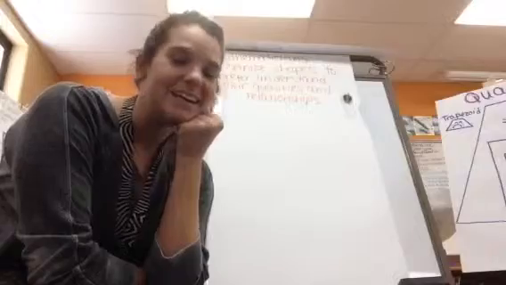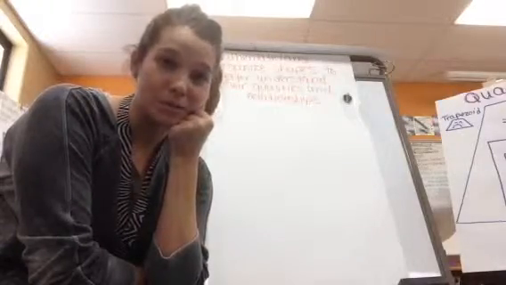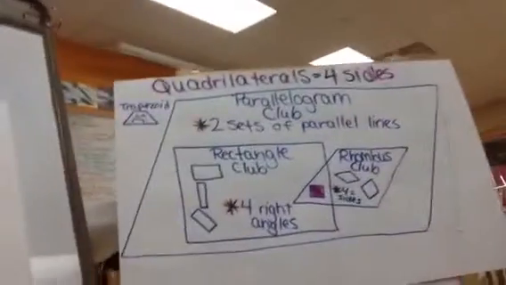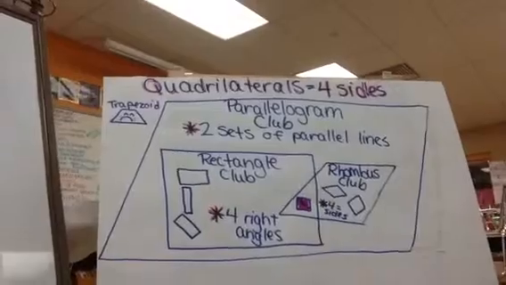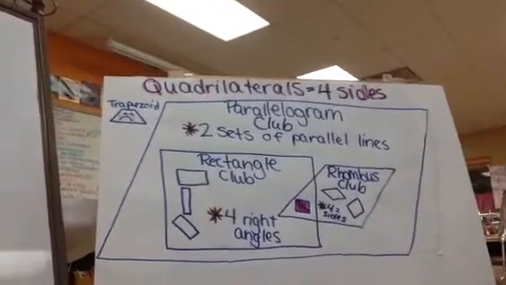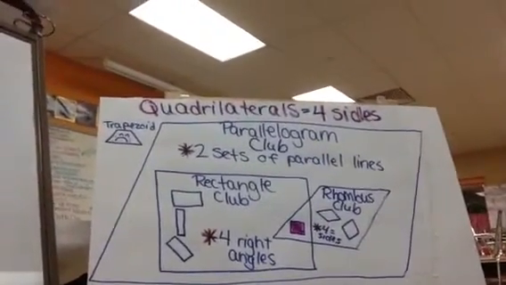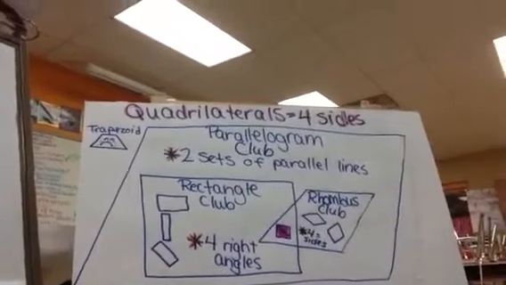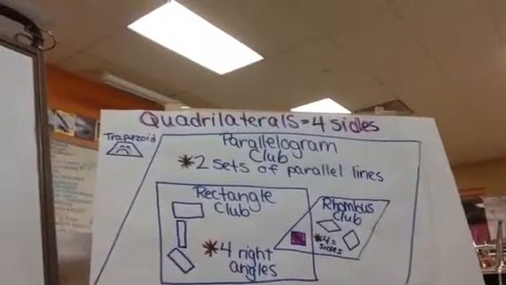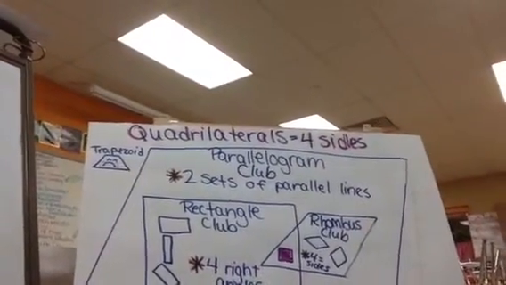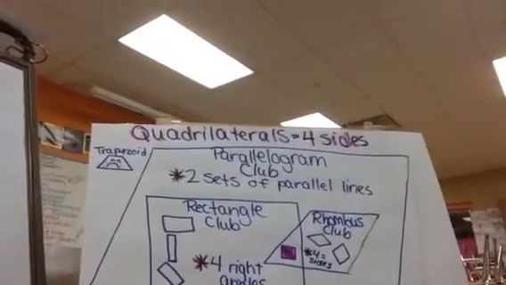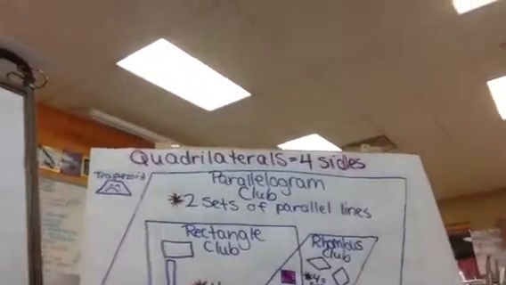Good morning. Today in math, we're going to look at quadrilaterals some more. Last week, we created this anchor chart to show the different organization of quadrilaterals. They're all in the parallelogram club except for poor trapezoid. And then we've got the rectangle club because they have all right angles. And we have the rhombus club because they have all the same equal sides. And then the square is everything.